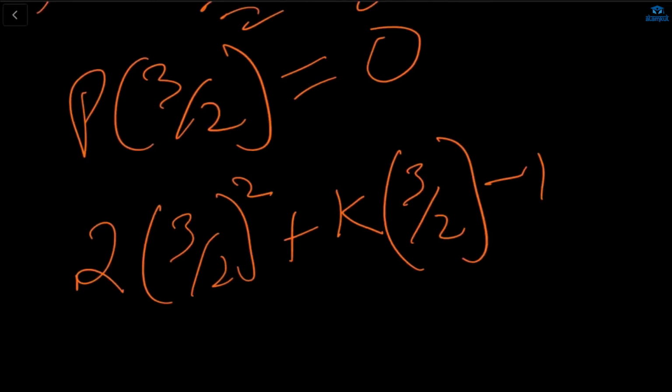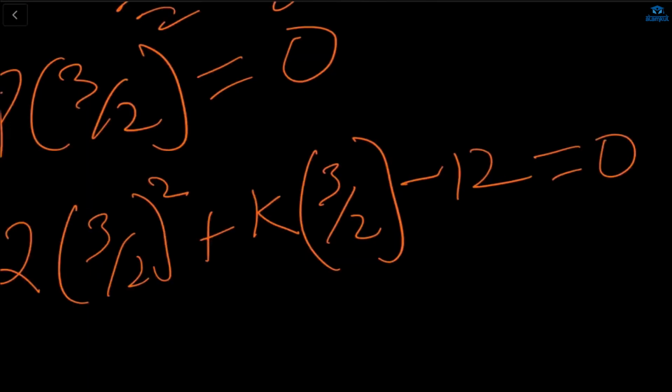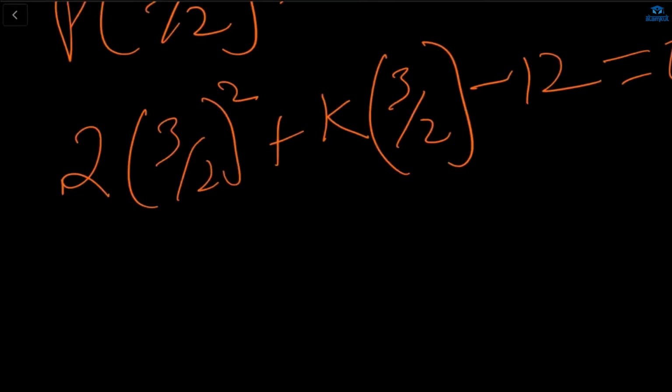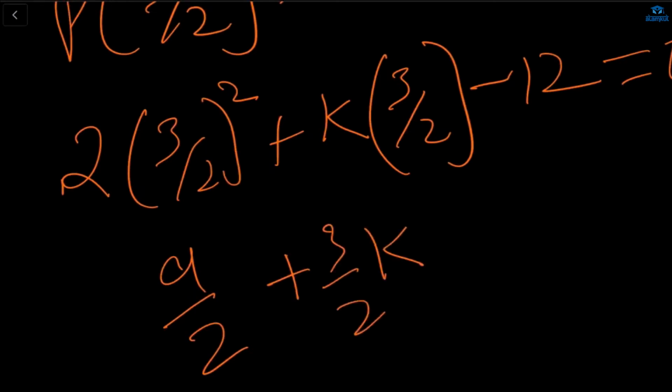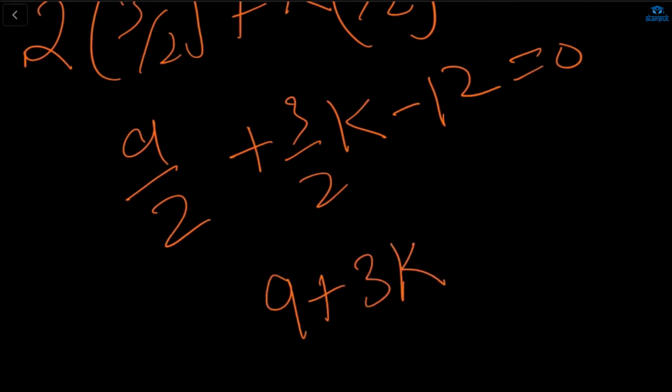Am I right? You're going to put the value of x as 3 by 2, and we equate it to 0 as it is the zero of the polynomial. Now you can cancel one of the 2s from here. 9 by 2 will be here. Now plus 3 by 2 k minus 12 is equal to 0. Now 2 can be taken. K equals 5. Yes, K value is 5. Yeah, you are correct.